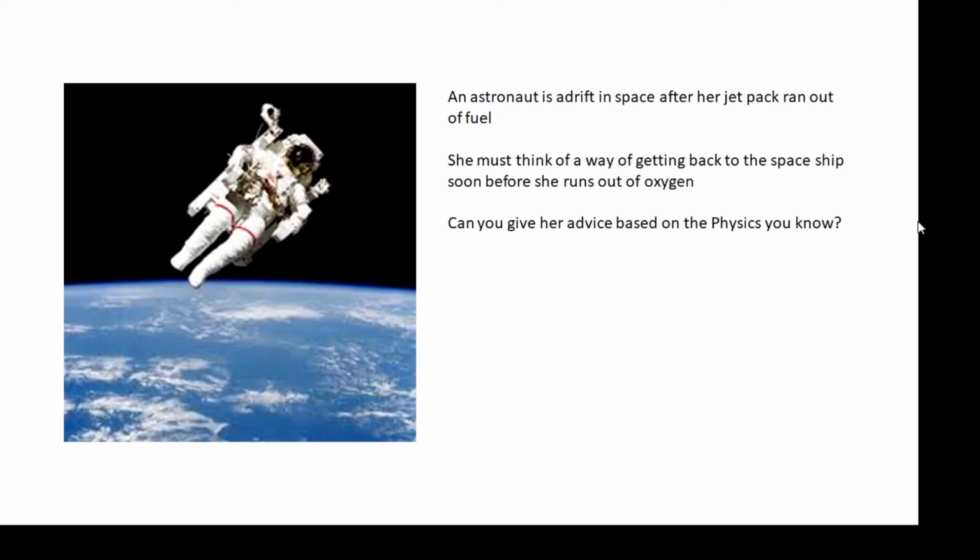So you would say from Newton's third law, if she takes off her jetpack and pushes it in the opposite direction to the way that she wants to go, there'll be an equal and opposite force on her. She will accelerate towards the spaceship and get there just in time and survive.